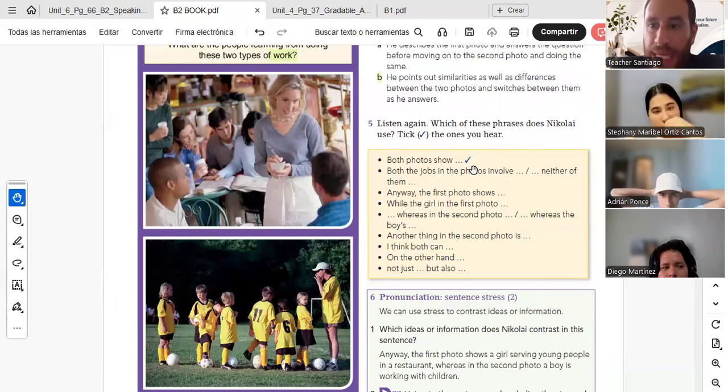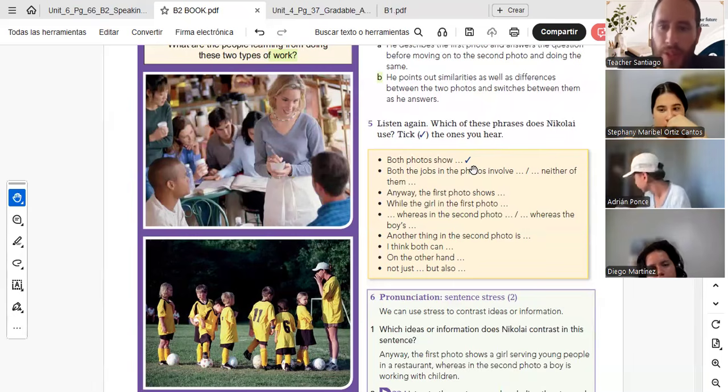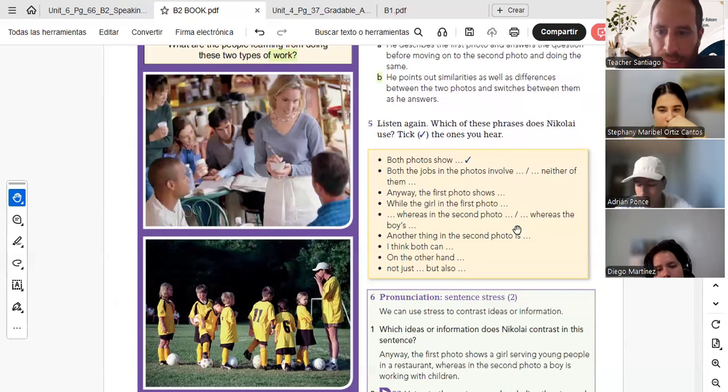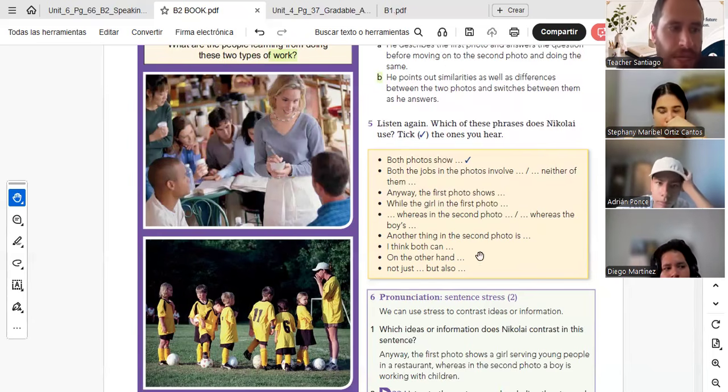So finally, it says, listen again. Which of these phrases does Nikolai use? Think about the ones you hear. Both photos show. Okay, so let's listen and we think while we listen. Okay, now, first let's read it. Both the jobs in the photos involve, neither of them. Anyway, the first photo shows, while the girls in the first photo, whereas in the second photo, whereas the boys. Another thing in the second photo is, I think both can, on the other hand, not just, but also.